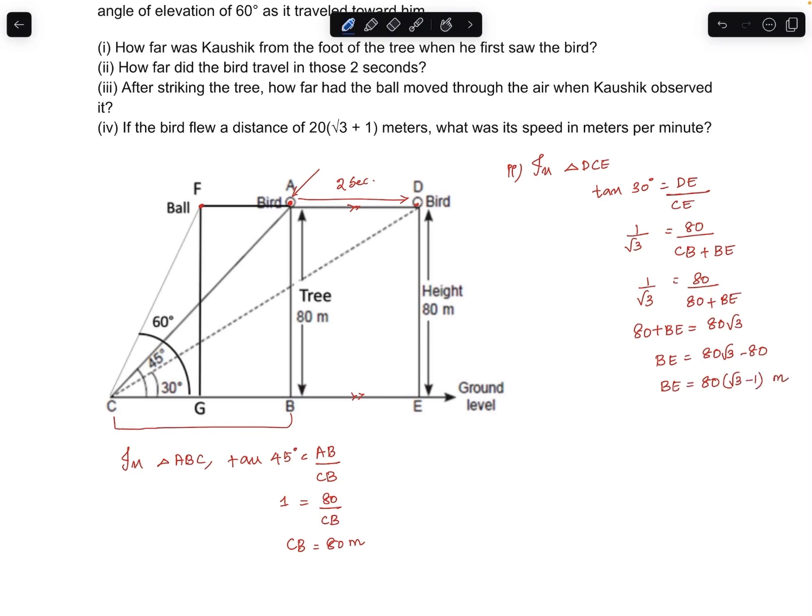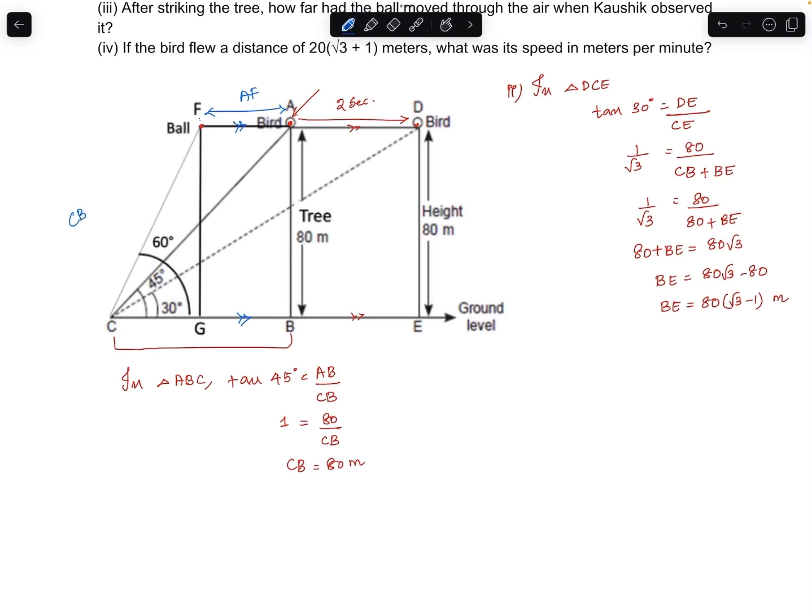Question 3. After striking the tree, how far had the ball moved through the air when Kaushik observed it? The ball had hit the tree and then it has gone back, that is to the position F. So we have to figure out this distance AF. AF and GB both are equal in size and parallel to each other. From triangle ABC, we know the entire distance CB. From there, if we subtract CG, then we will get the distance GB. CG can be got from triangle FCG.